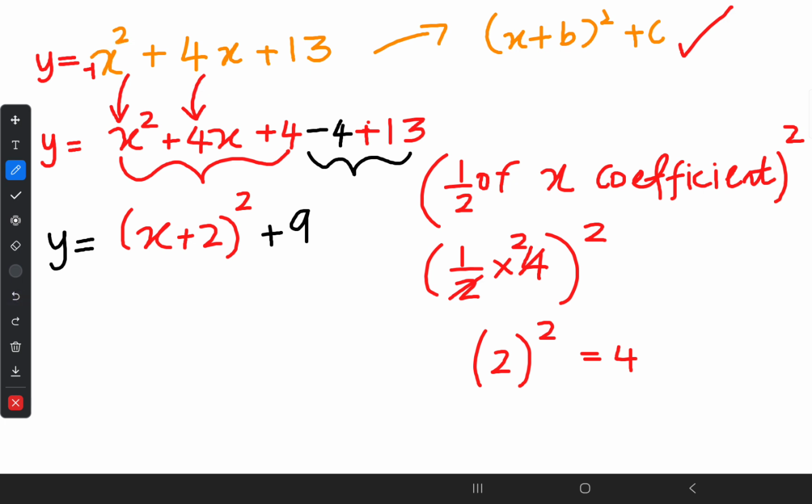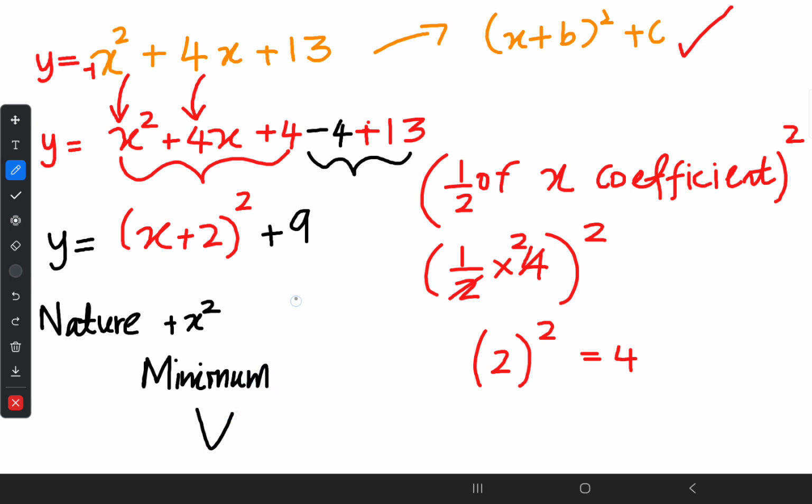After writing this one in square manner, you can identify the nature of the graph. How to find the nature? Let's come to that. When you expand this function, you will have the coefficient of x square as a positive value, so it would be a minimum graph, a minimum graph like this.